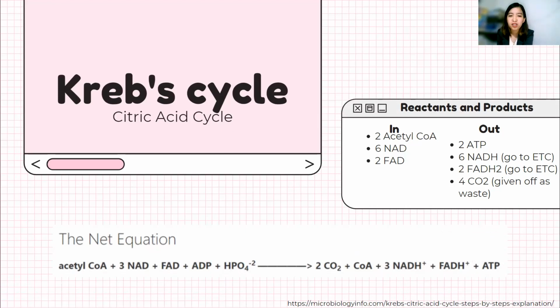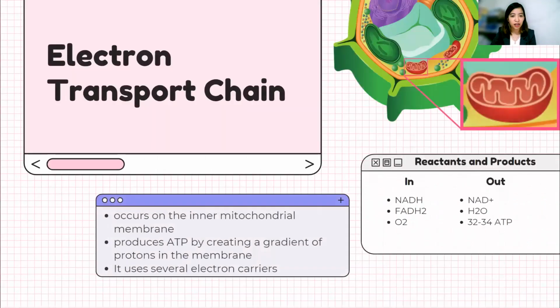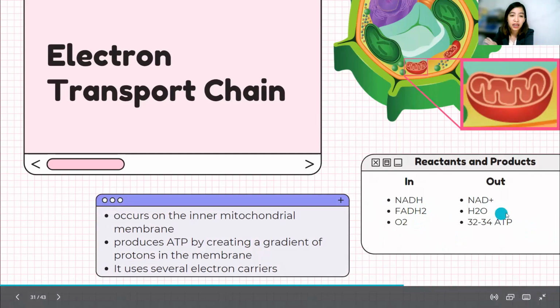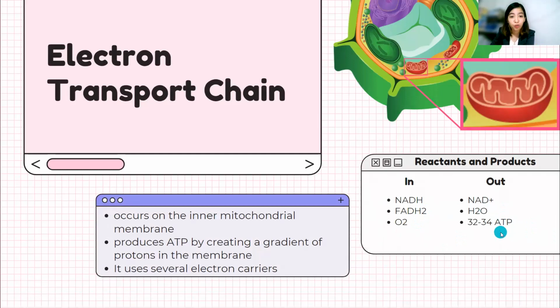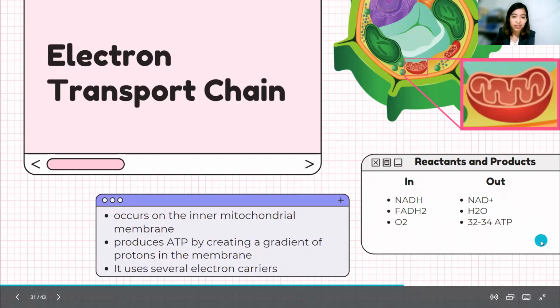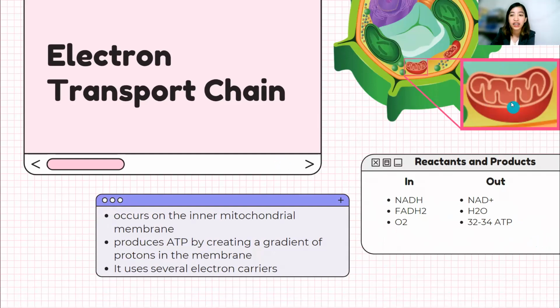So, kung mapapansin nyo, enough ba siya to power yung mga activities natin inside the cell? Siyempre, kakailanganin natin ng large amount of energy. So, dito na papasok yung third na pathway natin, which is the electron transport chain or yung tinatawag nating oxidative phosphorylation. Dito kadalasan yung pinakamadami na ATP na nai-yield. So, from NADH, FADH2, and oxygen, we will be able to produce NAD+, H2O, and 32 to 34 ATPs. And nangyayari ito sa inner mitochondrial membrane natin.